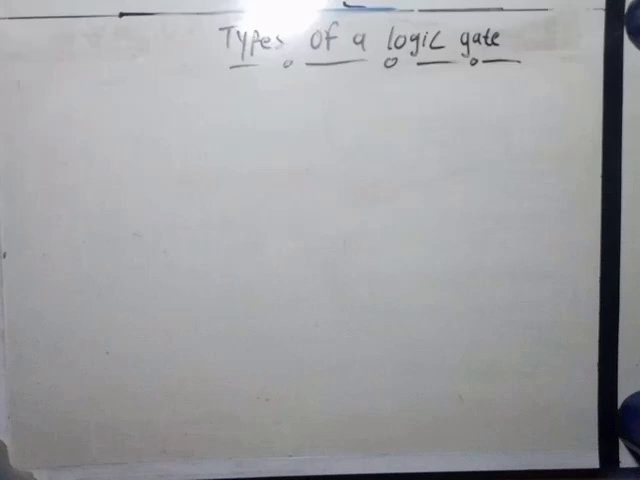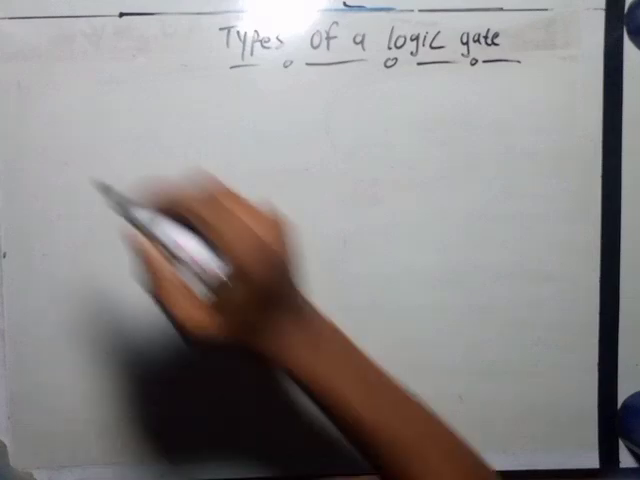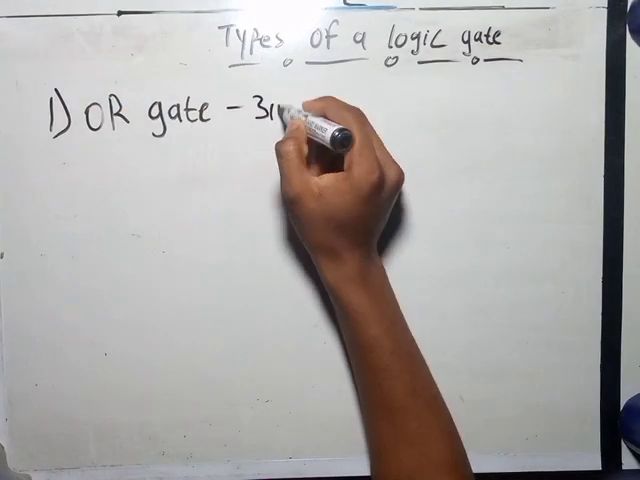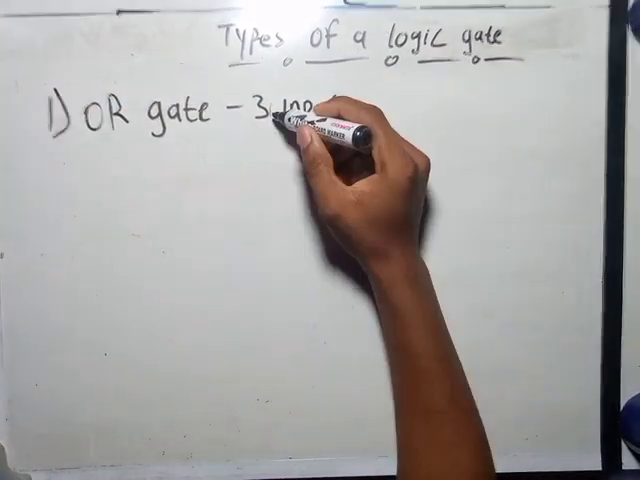Good day all. Today we are looking at the types of logic gates. We will be talking about the 7 types of logic gates with 3 inputs, their symbols, and their behavior through the help of a truth table. Let's begin. First, we'll be looking at OR gates with 3 inputs.